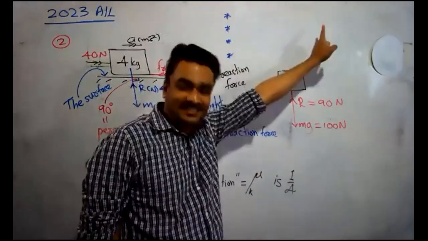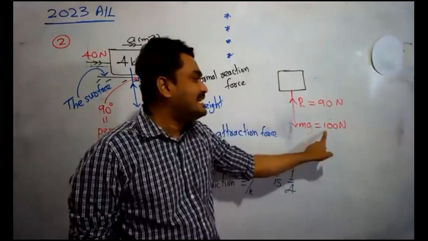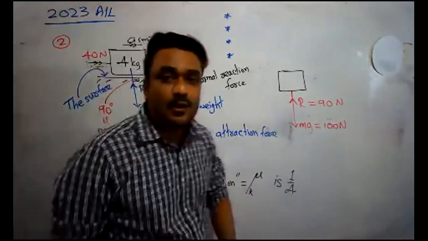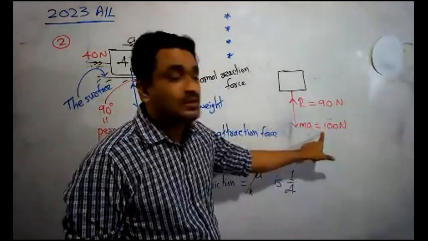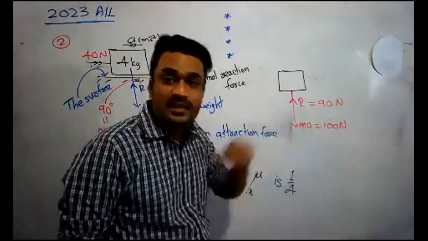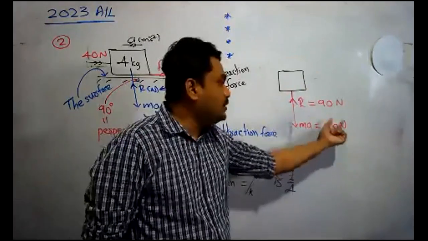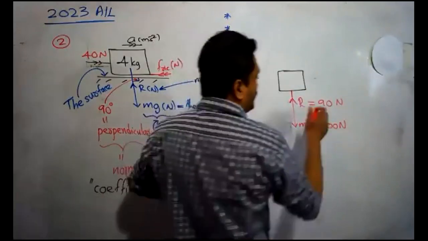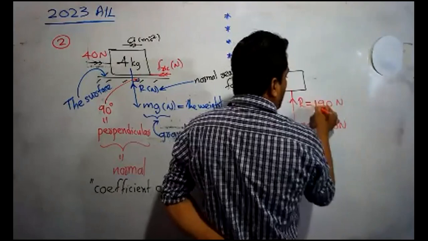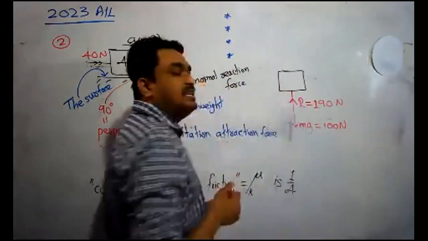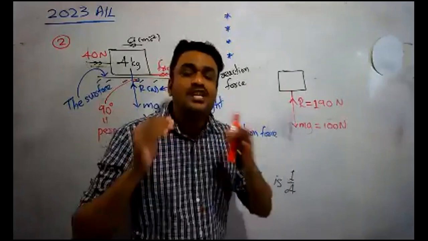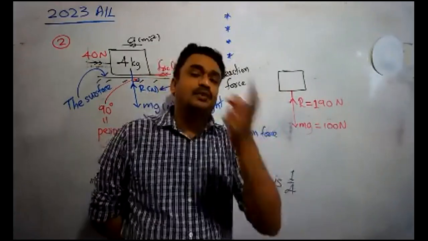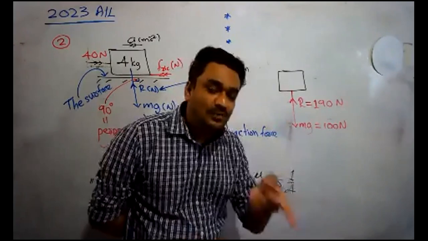Very good. Correct. As mg force is larger than R force, maybe the surface is a weak surface, so it can be broken and moved down. So if mg force is larger than R, the object will be moved downward. Why? 100 Newton is greater than 90 Newton, so it will be moved down. Now, what will happen if R is 190 and mg is 100 Newton? To which direction will the object move? It will move upward. The object will be moved upward.